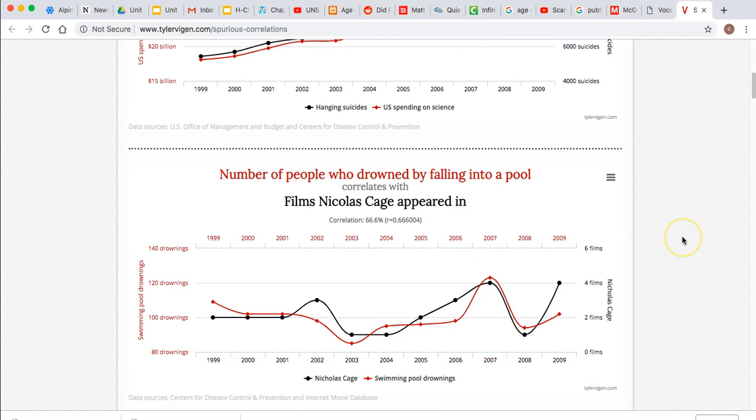So he looked at the number of people who drowned by falling into a pool, which is actually more than you might imagine. And then he looked at the number of films that Nicolas Cage appeared in, and he saw that look at the variables, how they move in very similar directions. Is there really a relationship between the number of people drowning in pools and the number of films that Nicolas Cage appears in every year? No.